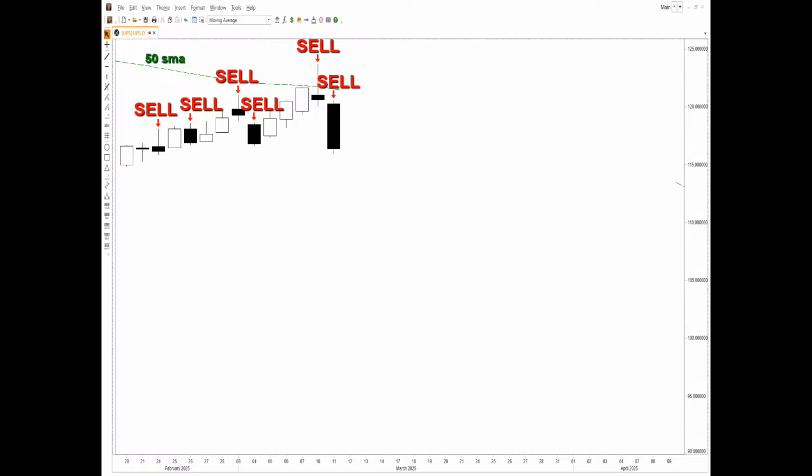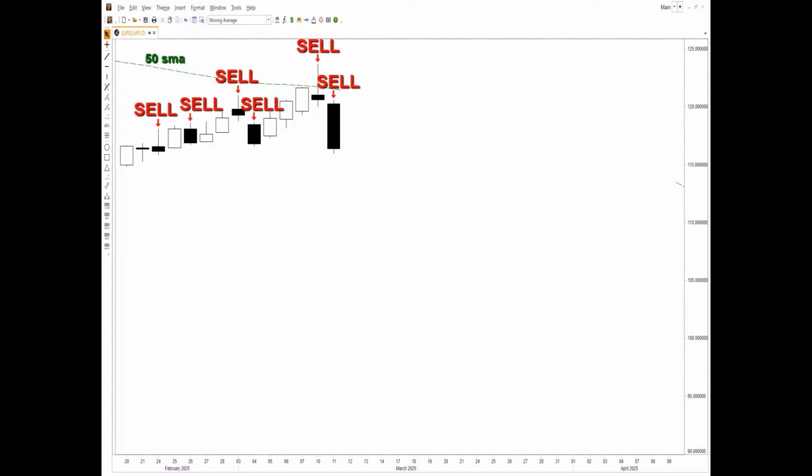Now here's what we call a cluster. This is where you have a cluster of signals and nothing yet has happened. We're looking at UPS here, going back about 2 or 3 months here, where price is below the 50. And when we say below the 50, we're talking about the closing prices, okay? Even though we intersected above, all these closes are below the 50. So that's telling you the overall trend is down. But once again, nothing has happened yet.